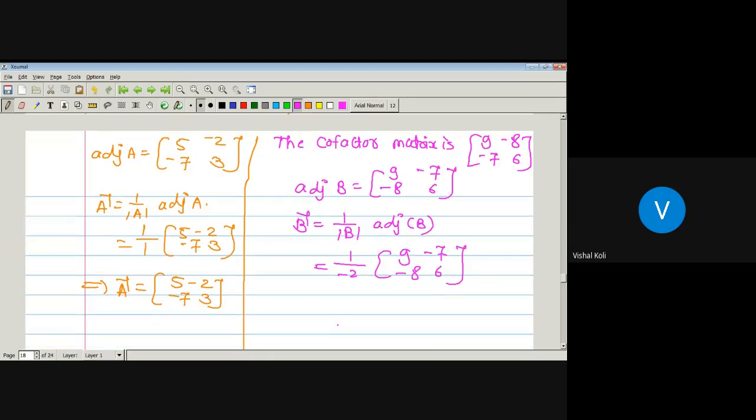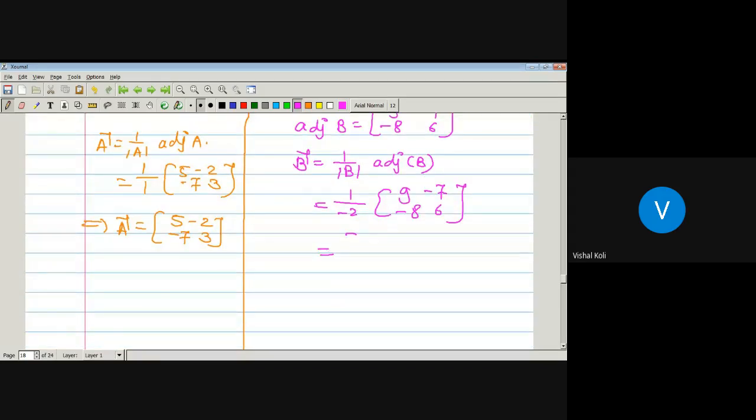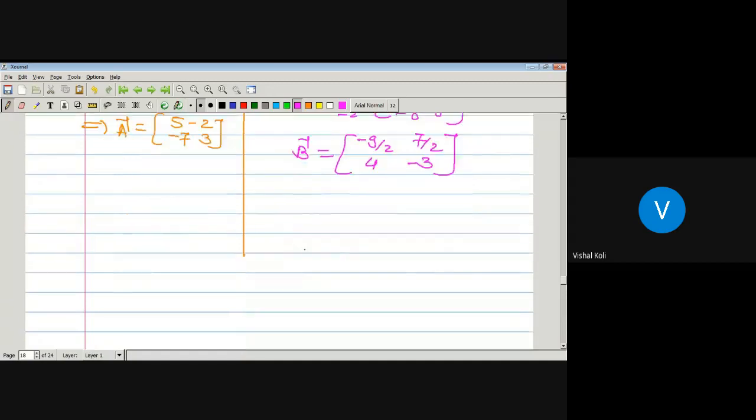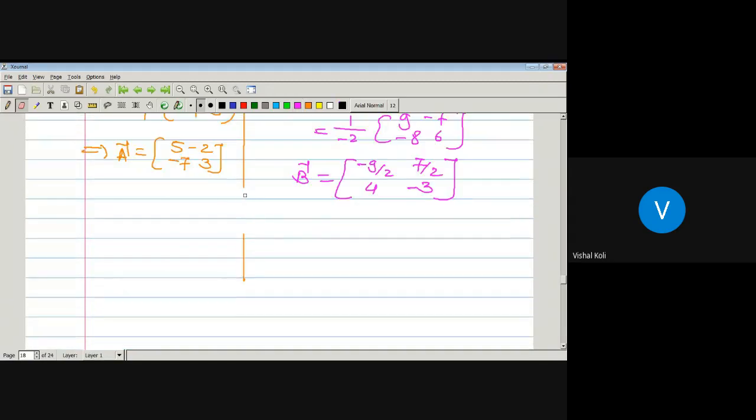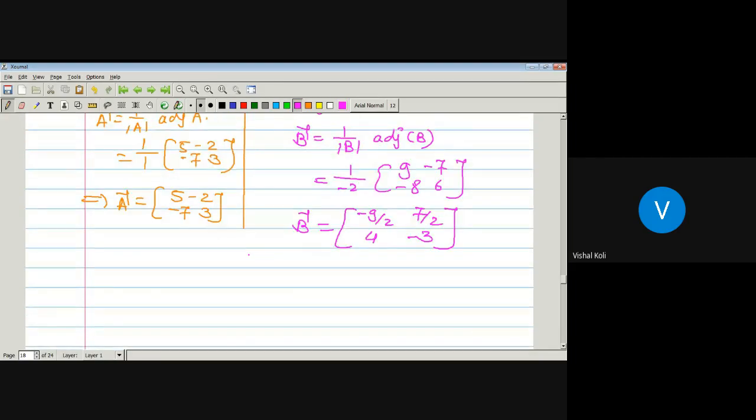Now dividing by minus 2, which is equal to [-9/2 7/2; 4 -3]. So here we get the inverse of both the matrices A and B. Now we just have to take the multiplication, that is, B inverse into A inverse, first find out.